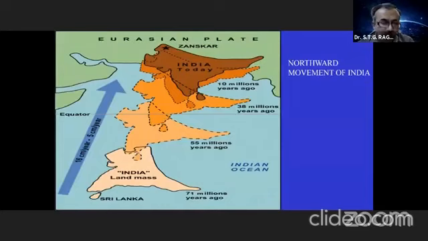Now this is a story of our India. As all of you know, India was a part of Africa or something, and then we diverged from Africa, and then we moved towards Asia. The Indian plate velocity was 16 centimeters per year when it started moving from Africa. But after colliding with Asia, its movement velocity has decreased. So the velocity is around 5 centimeters per year.